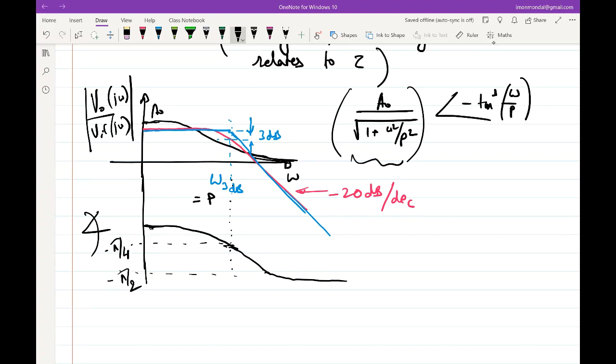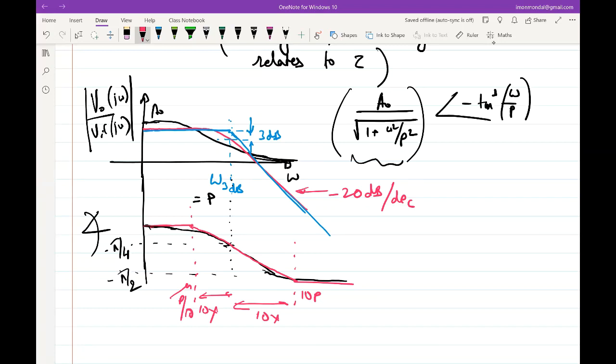There happens to be an approximation for this also, a piecewise linear approximation. We say that this is also kind of flat here and flat there, and we basically connect these two flat lines with a straight line. However, because of the nature of the roll-off of the phase, we have to keep some margin, and the margin typically is 10x from either side. So this becomes 10p, and this becomes p by 10.